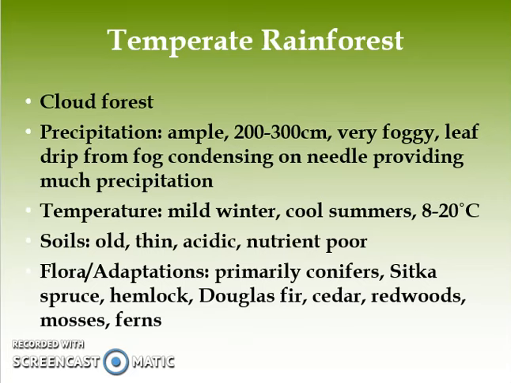Lots of condensation on the leaves and stuff. The leaves are always drippy. Everything's always wet. Very mild year-round temperatures because of the ocean presence. It helps moderate the temperatures and make sure that they're cool. The soils are old, thin, and acidic, because again, a lot of pine trees. And they're nutrient poor because of leaching. There's enough rain that it leaches the nutrients out of them.